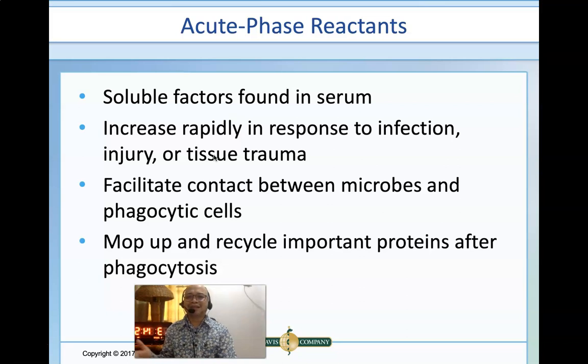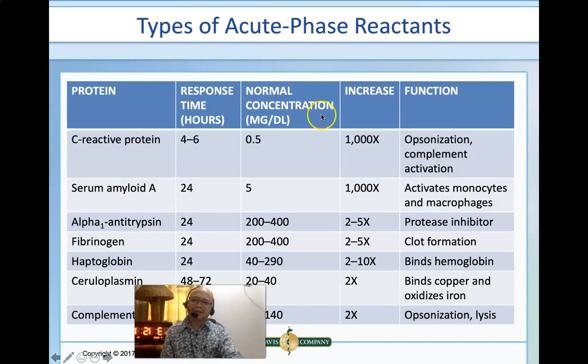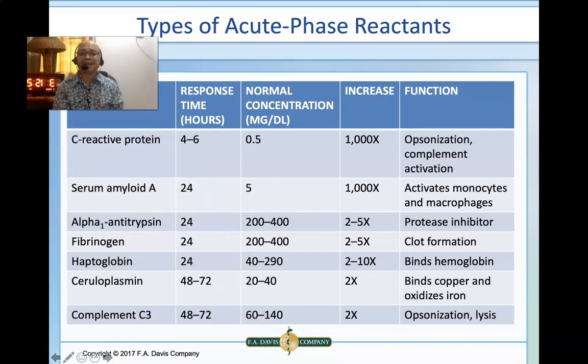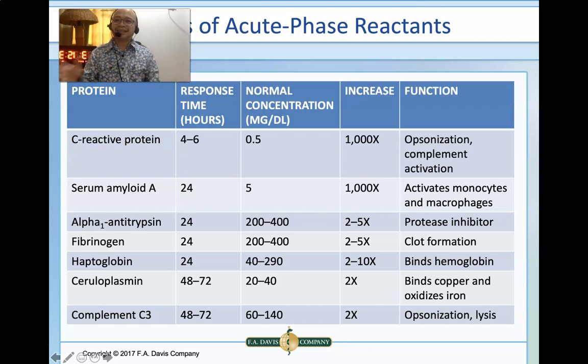So somehow the acute phase reactants will facilitate contact between microbes and phagocytic cells. It will mop up and recycle important proteins after phagocytosis. So that's acute phase reactants. The most common example of acute phase reactant is CRP. It is commonly requested by physicians or clinicians in order to assess inflammation, non-specific inflammation.